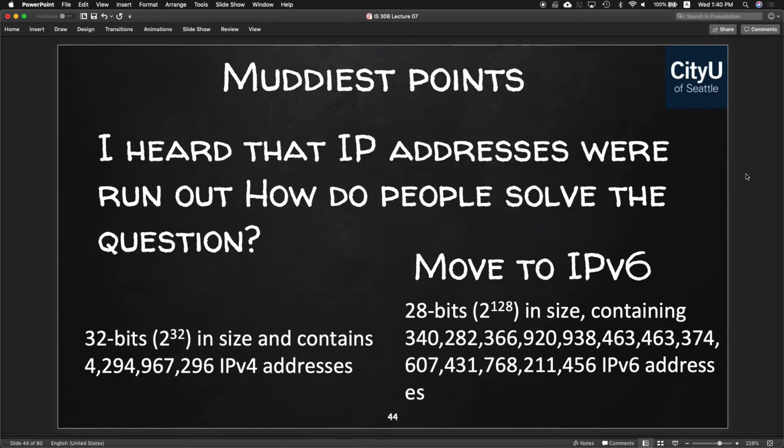The other thing is moving to IPv6, because it has a huge number of addresses, million, trillion, I don't know how to calculate it. It's basically 2 raised to 128. So that's a lot.